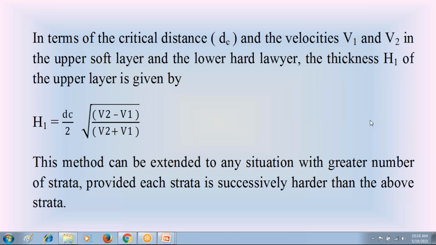By knowing that velocity V1 and V2 and the critical distance DC, we can find out the thickness of the first soil layer below the ground level. H1 is equal to DC by 2 times the root of (V2 minus V1) divided by (V2 plus V1).